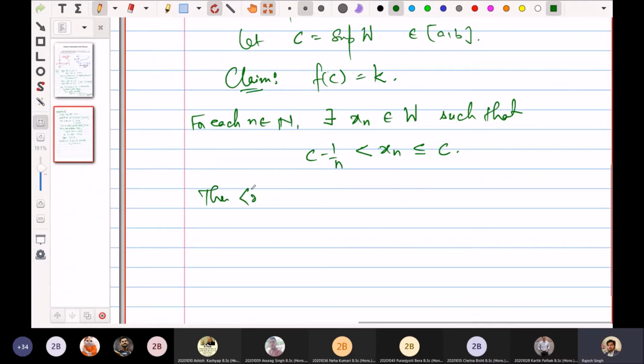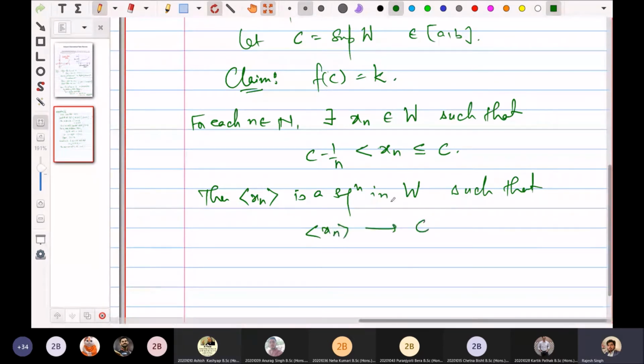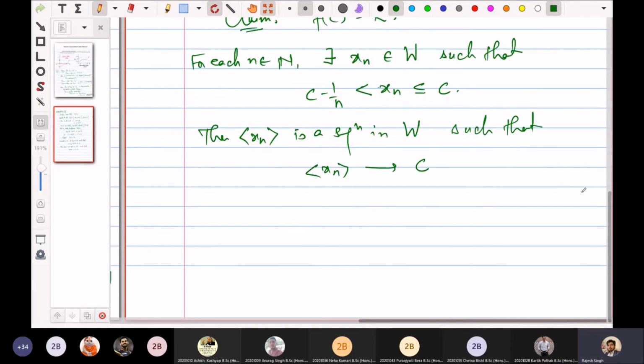So then xn is a sequence in W such that xn will converge. कहाँ पे converge करेगा? C पे, क्योंकि ये जब n को infinity पे ले जाओगे तो this will also go to C. ये C है ही, so by squeeze theorem this will converge to C, right? So xn converges to C. Now xn converges to C and xn is a sequence in W and W is contained in AB and AB is contained in I.